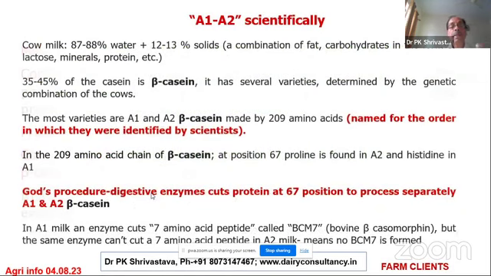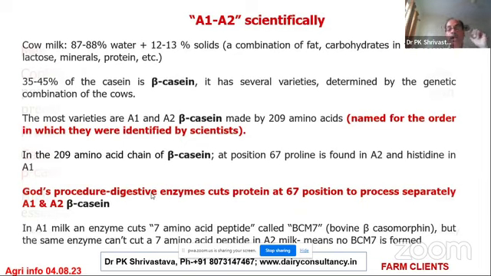So what happens is that this beta casein, once digested, goes inside the intestine and forms casomorphin. How it is formed, I will show pictorially. This beta casein has 209 amino acids. At position 67, A1 has histidine and A2 has proline. This is the only difference which has created so much of difference in the body. See, only one thing has created so much of difference.